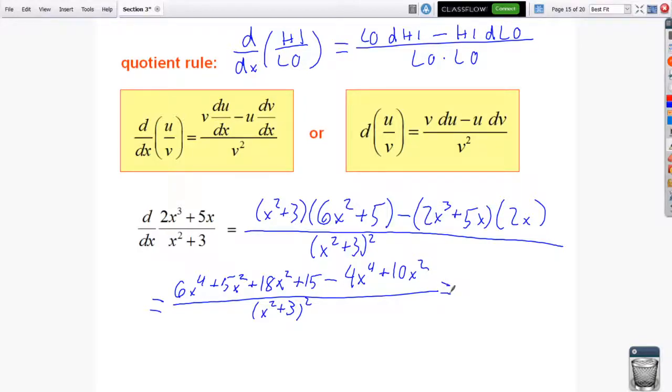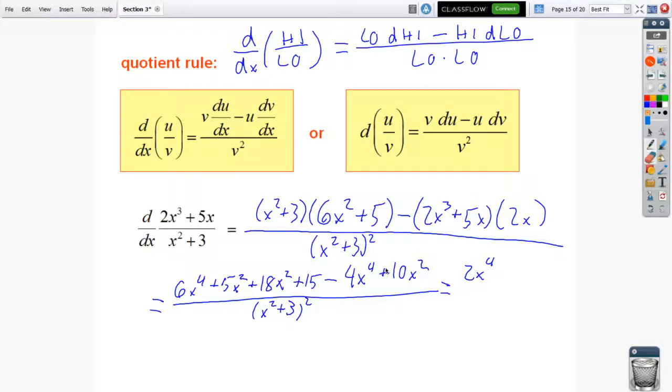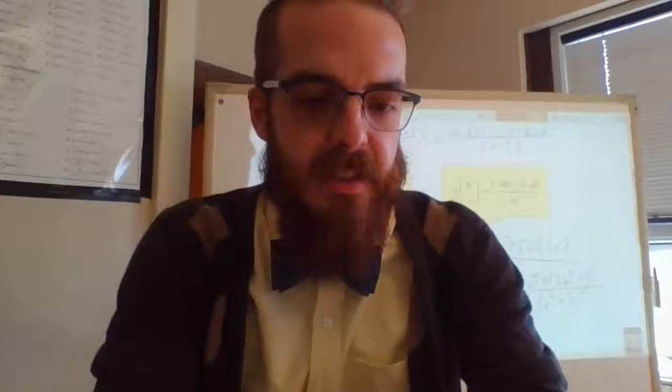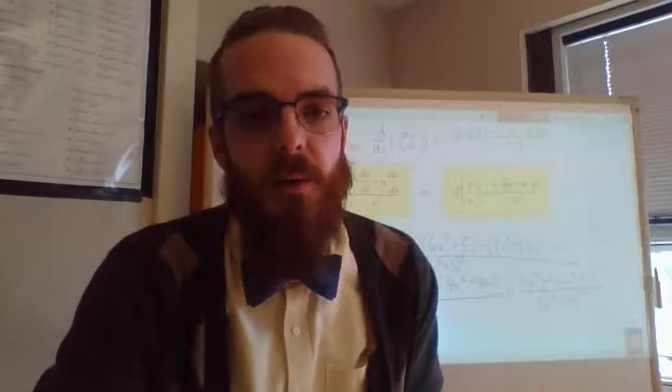And now since I came this far, I might as well finish it up. I got 2x to the fourth, 23. Oh wait, I forgot to distribute my minus there. Yikes. That should be minus 10x squared, so 23 minus 10 gives me plus 13x squared, and then plus 15, all over x squared plus 3, squared. Whew! A little bit of arithmetic exercise there, isn't it? It can get a little bit tedious when you're doing problems like this.